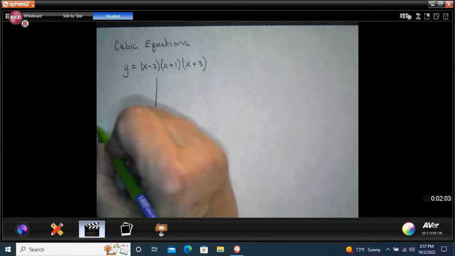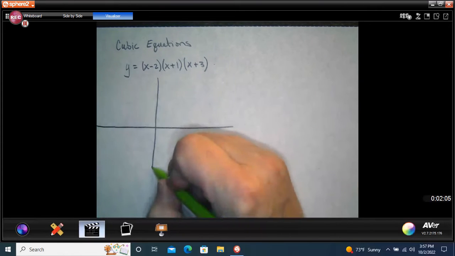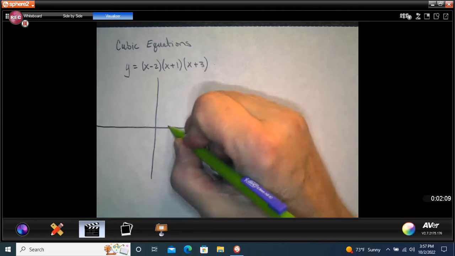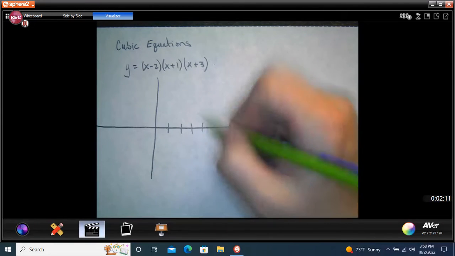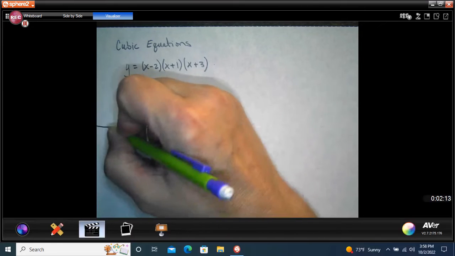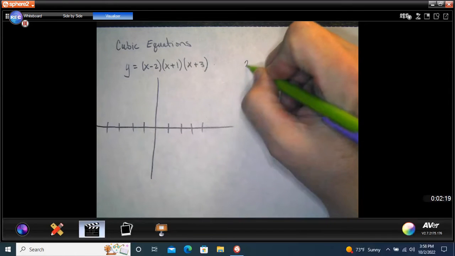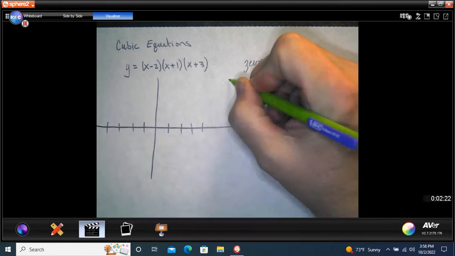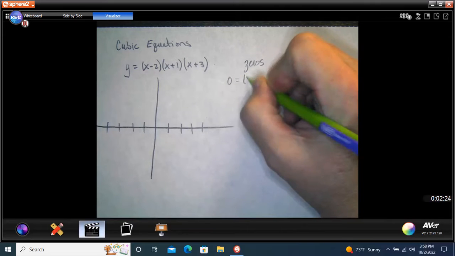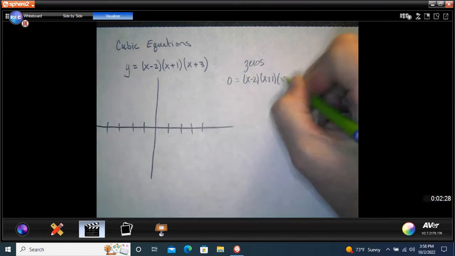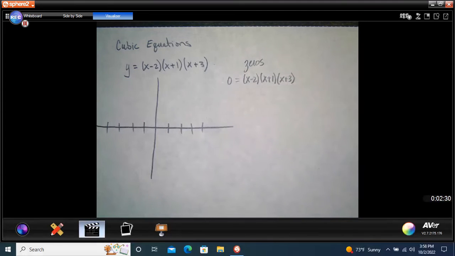So what we do is initially we don't put anything on the y-axis. We don't put a scale on the y-axis, just the x-axis. And we plot the zeros of the function. So the zeros of the function are when I do 0 equals (x minus 2)(x plus 1)(x plus 3).